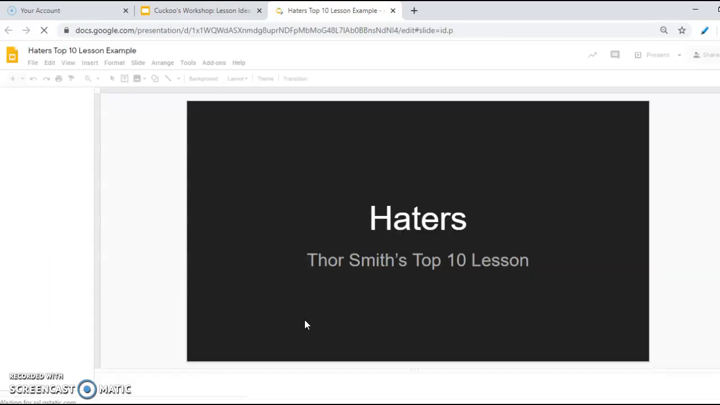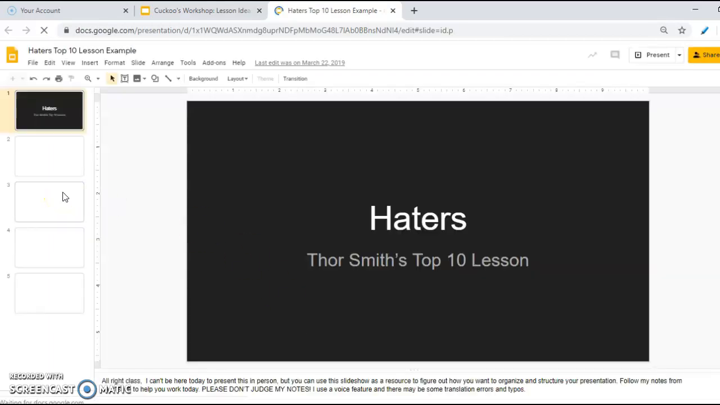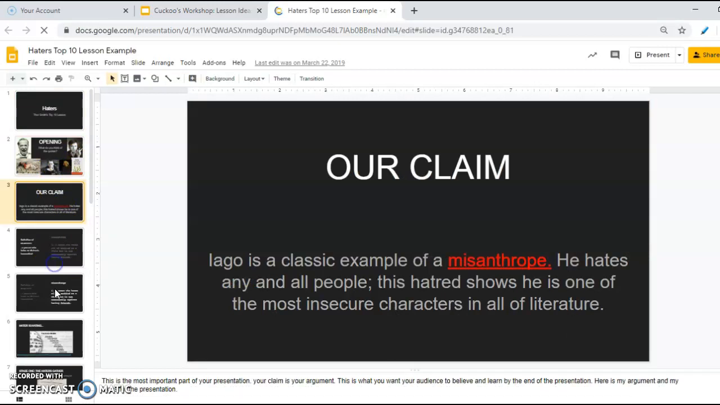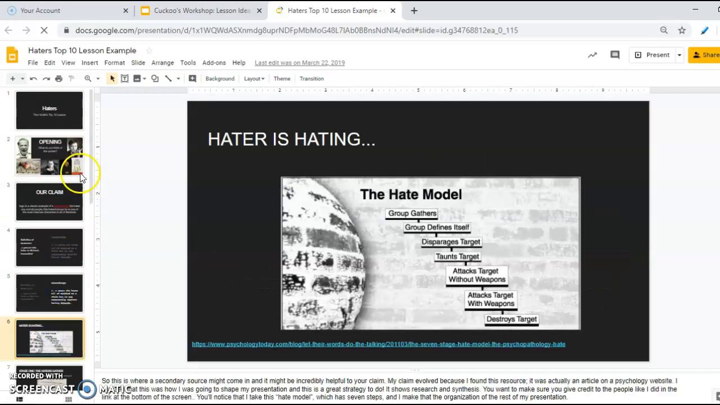So let's go to the haters and kind of look at some different visual strategies that I use. And you guys can borrow these strategies and kind of mix them up. But if you notice, each slide, just clicking through these, they don't look the same. Each slide has a little bit of a different structure or a different idea behind it, a different craft device that makes it a little bit more interesting.